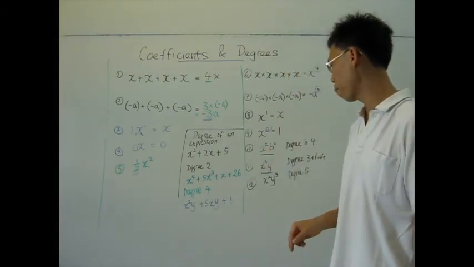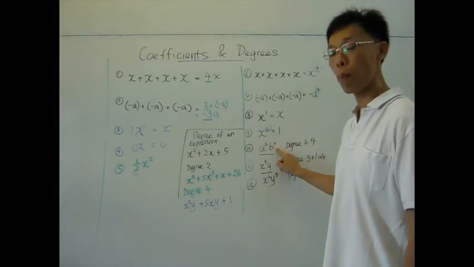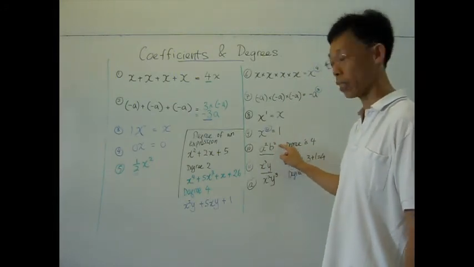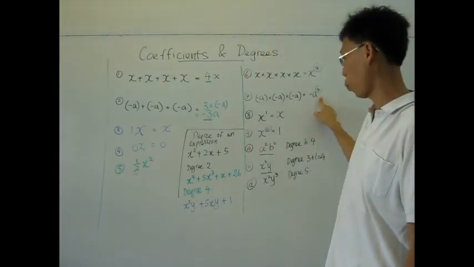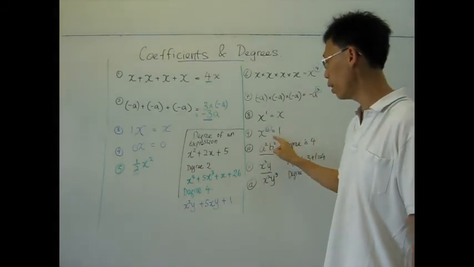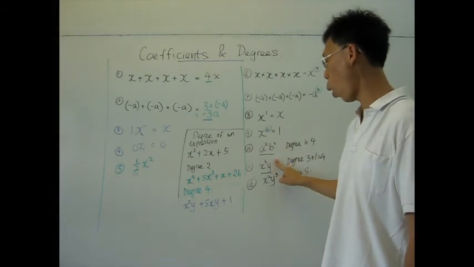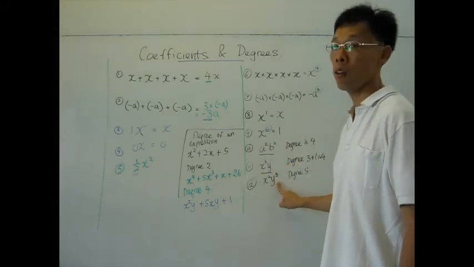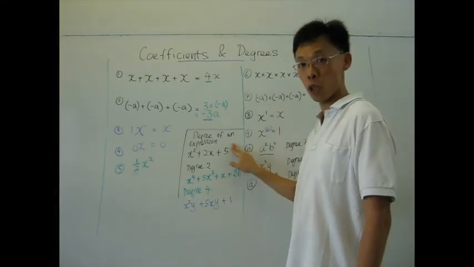So as a recap, degree can be thought of as the sum of the powers of an algebraic term. So in this case, just 4, 3, 1, 0. In here is the sum, 2 plus 2, 4. Here is 3 plus 1, also 4. 2 plus 3, 5. Degree can also be used in terms of an expression.